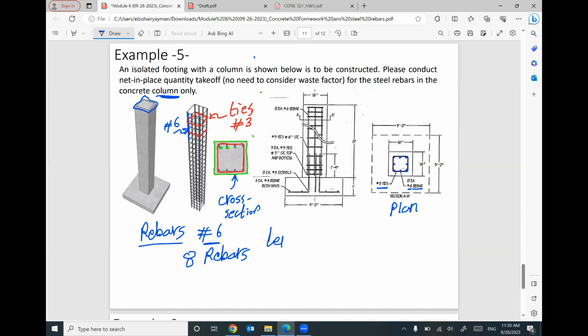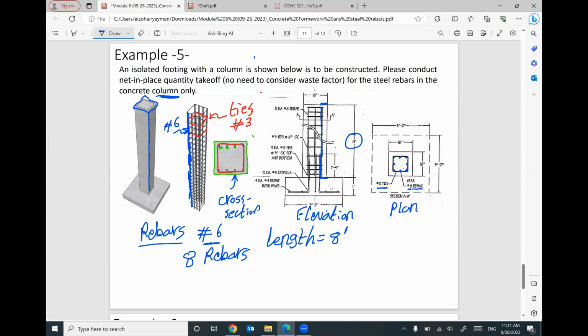What is the length of each rebar? The length will be figured out from the elevation, because the length of your rebar equals the height of your column. As you see here, this rebar will extend to the total height of your column. That makes sense? So the length will be 8 feet. The steel rebar, starting from the top of the footing to the end of the column, will be around 8 feet. That makes sense?